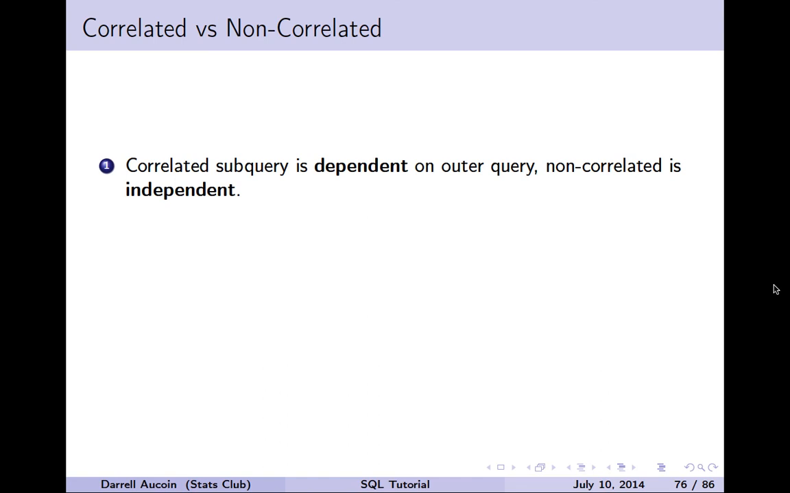Brief description: a correlated query is dependent on the outer query. A non-correlated query is independent.